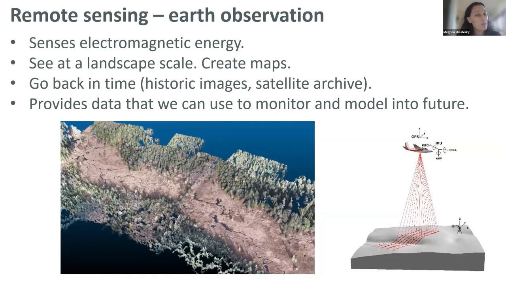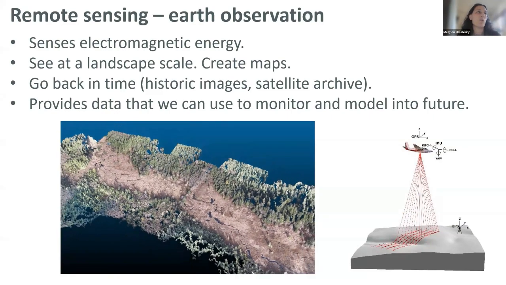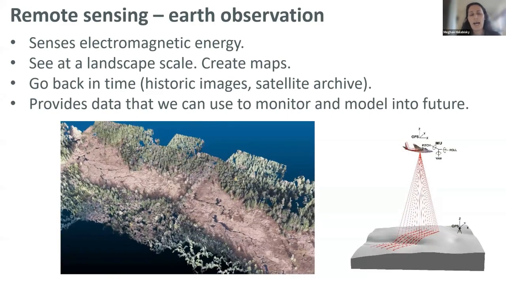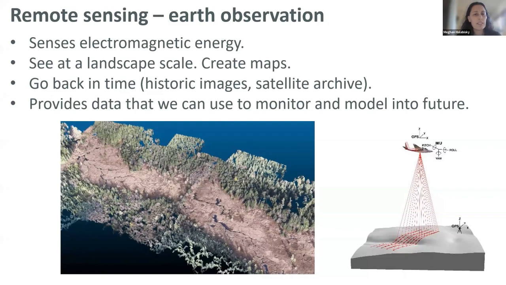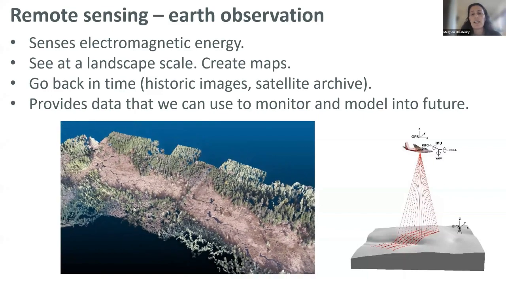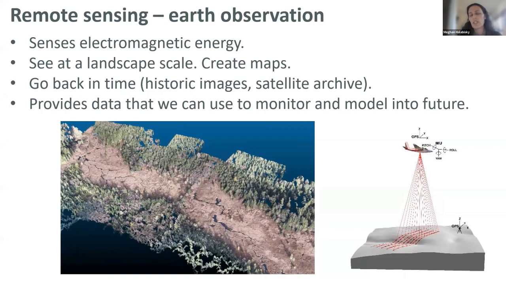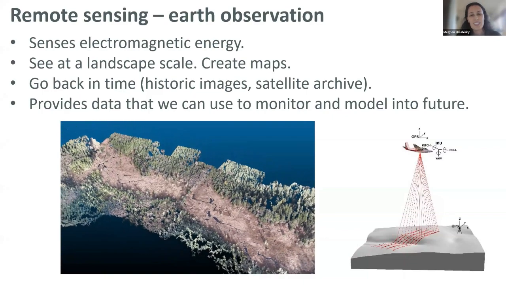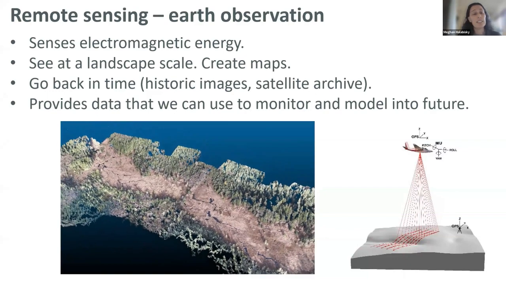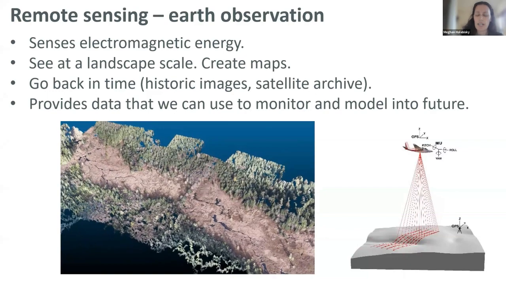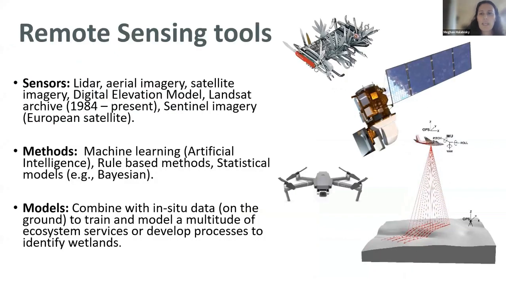And that alone can be really powerful to try and understand what the historical patterns of a wetland were in the past. I see remote sensing as a useful data set that can be used to help create many different observations that can be used for monitoring and modeling into the future or to characterize wetlands in different ways.